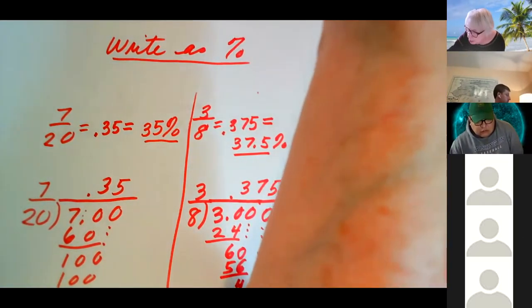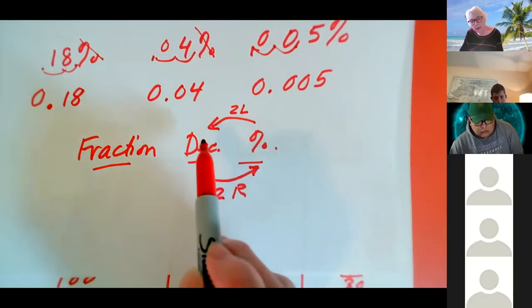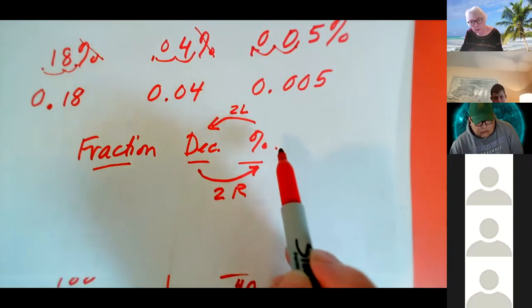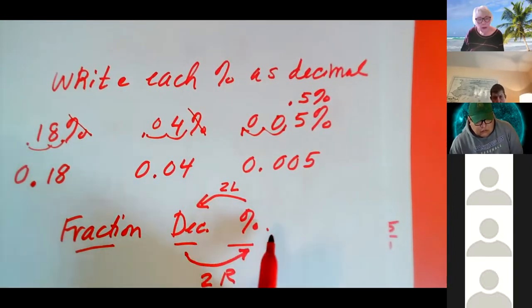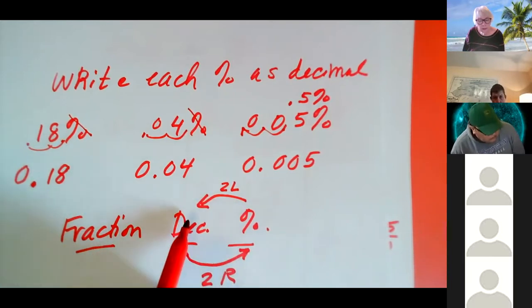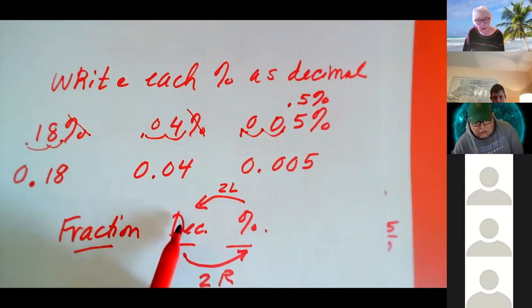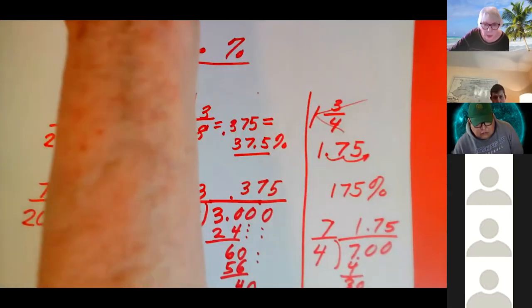In other words, it's back to my little chart. The fraction became the decimal became the percent. And so when you had to jump to, it can't get from here to here most of the time without going through a decimal. Any questions about that?